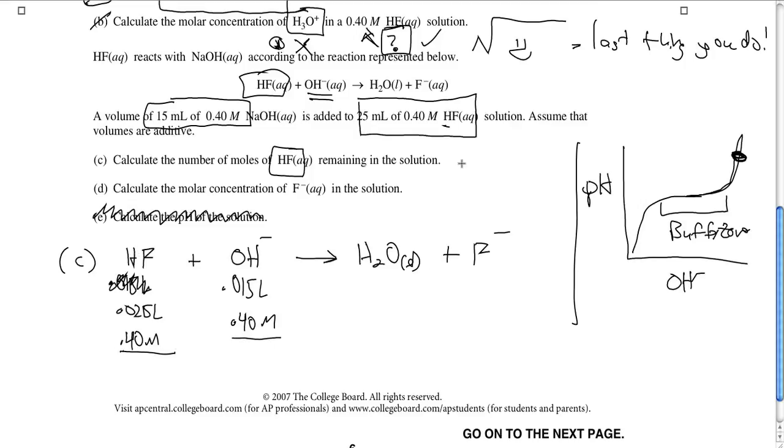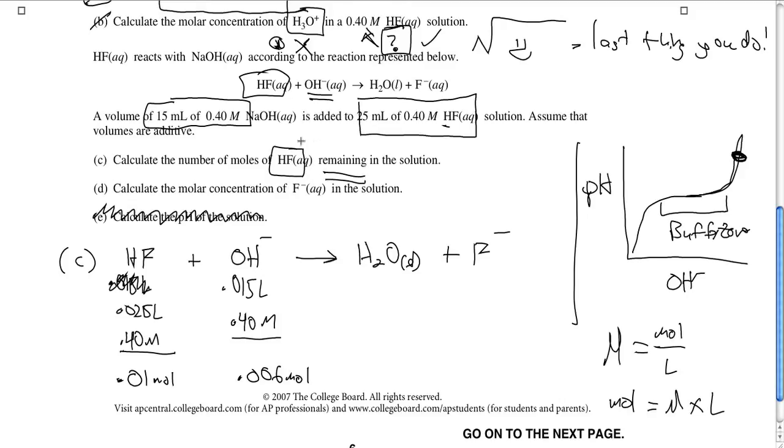I remind myself that molarity equals moles divided by liters, so moles equals molarity times liters. This molarity times that volume gives me 0.01 moles of HF, and this molarity times this volume gives me 0.006 moles. These are going to react with each other, and they're asking me to calculate the remaining HF moles in the solution. So 0.01 moles is going to react with 0.006 moles in a 1-to-1 ratio.